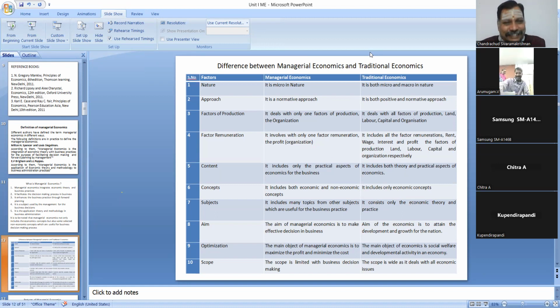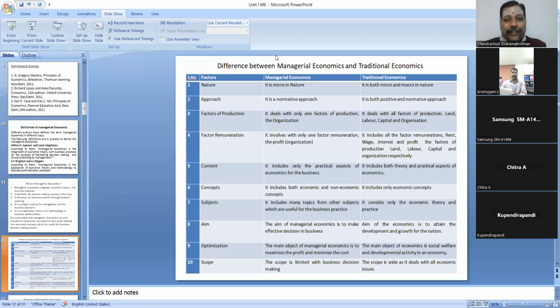Then approach: managerial economics has a normative approach, but traditional economics has both positive and normative approaches, because managerial economics is a practical one. The third one: traditional economics deals with four factors: land, labor, capital, and organization. But managerial economics concentrates only on the fourth factor of production, that is organization.